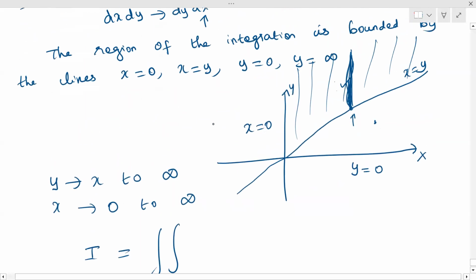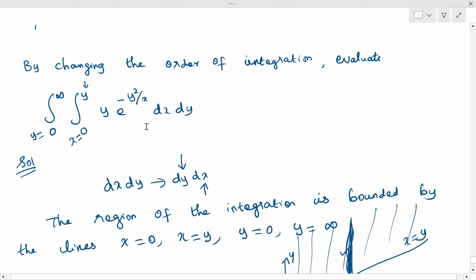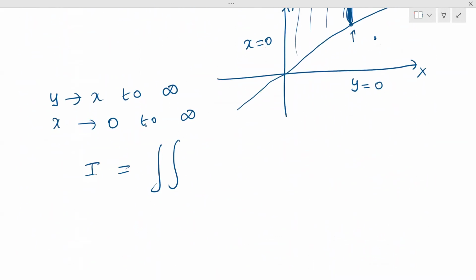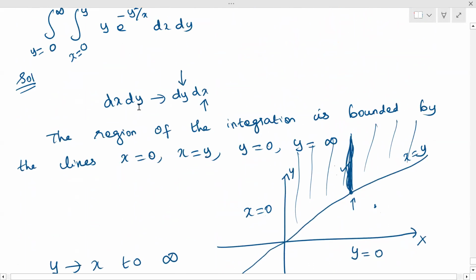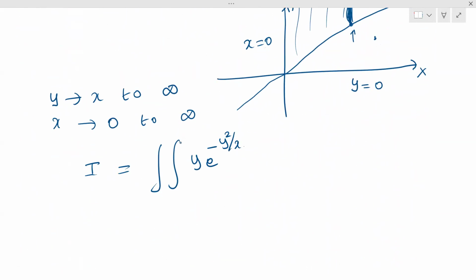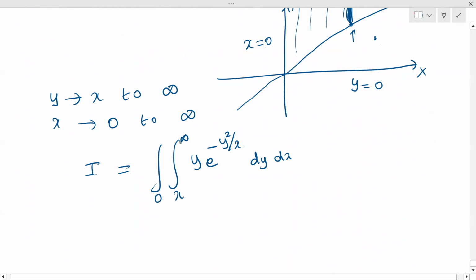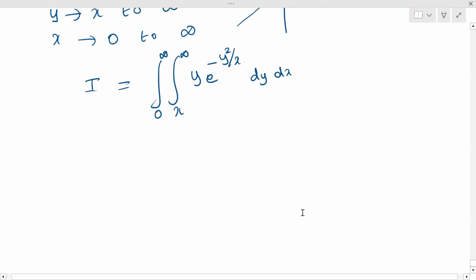So our integral I equals the double integral of y e power minus y square by x. Here we are changing the order dx dy to dy dx, with the y limit from x to infinity and the x limit from 0 to infinity. This is the way to change the order of integration. Now we have to evaluate the integral.